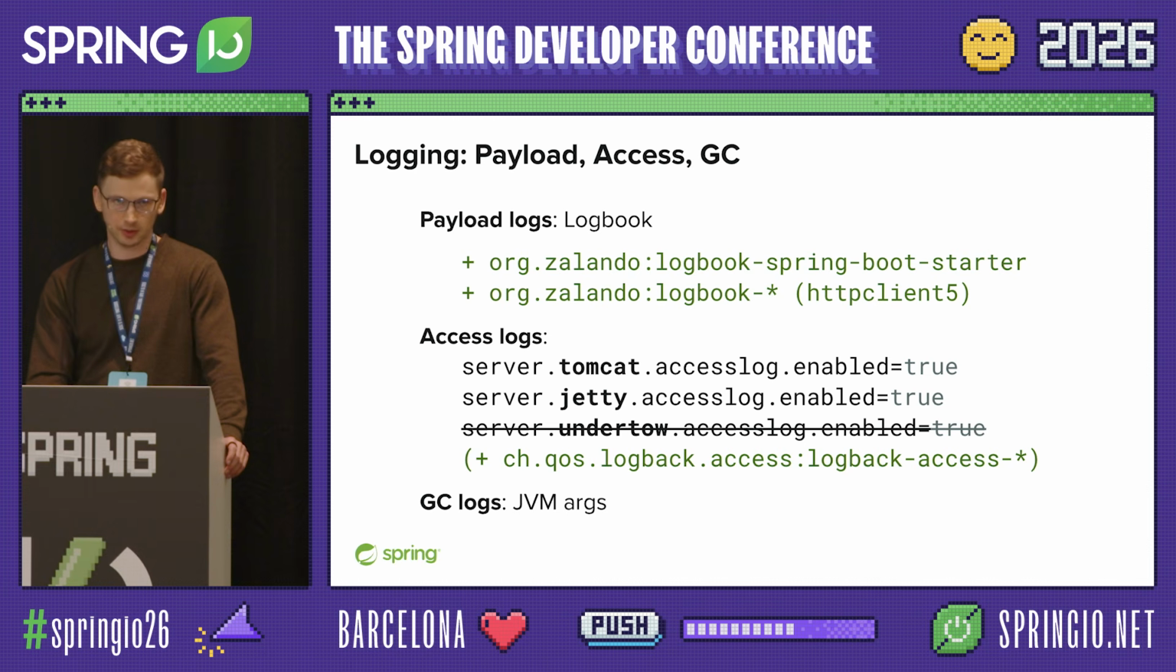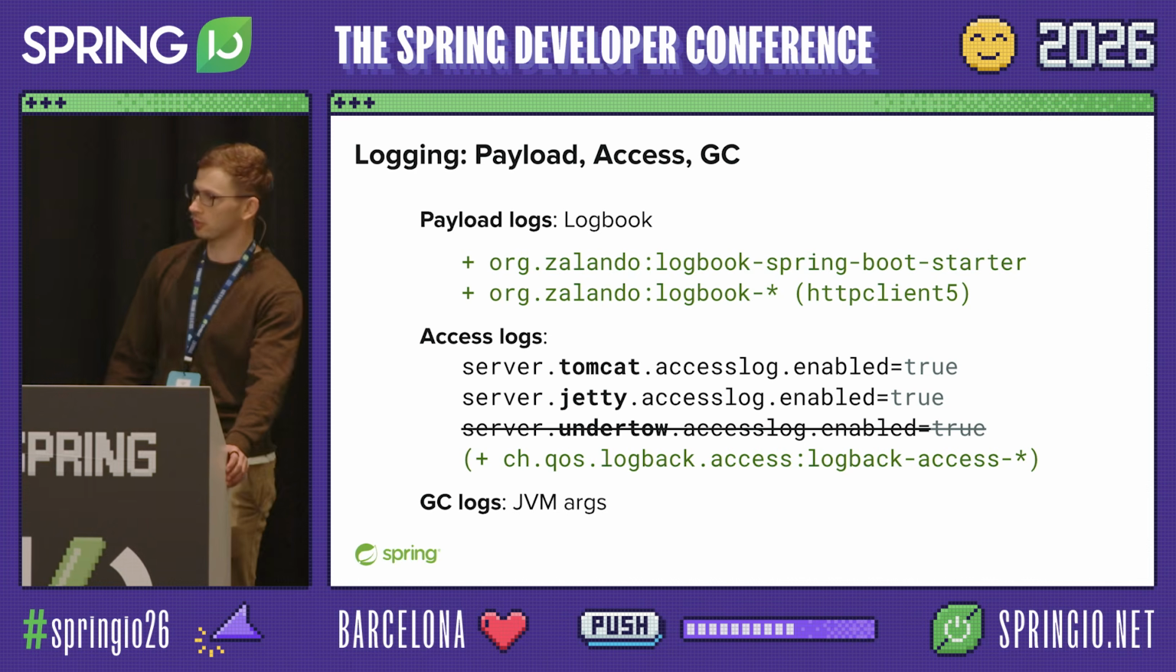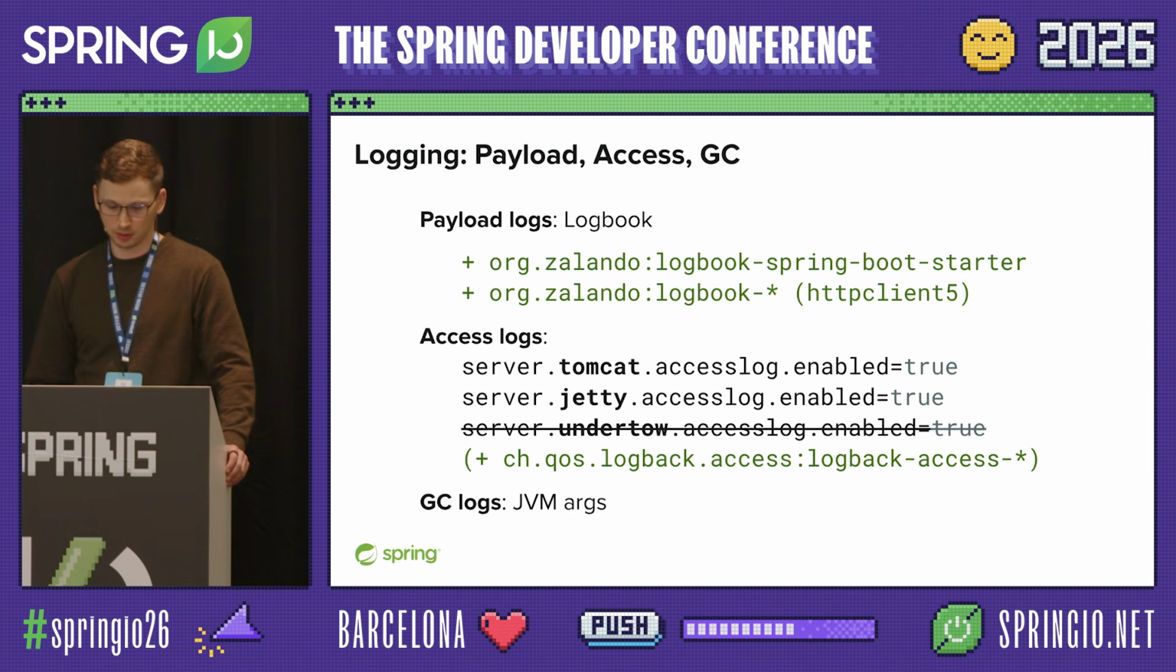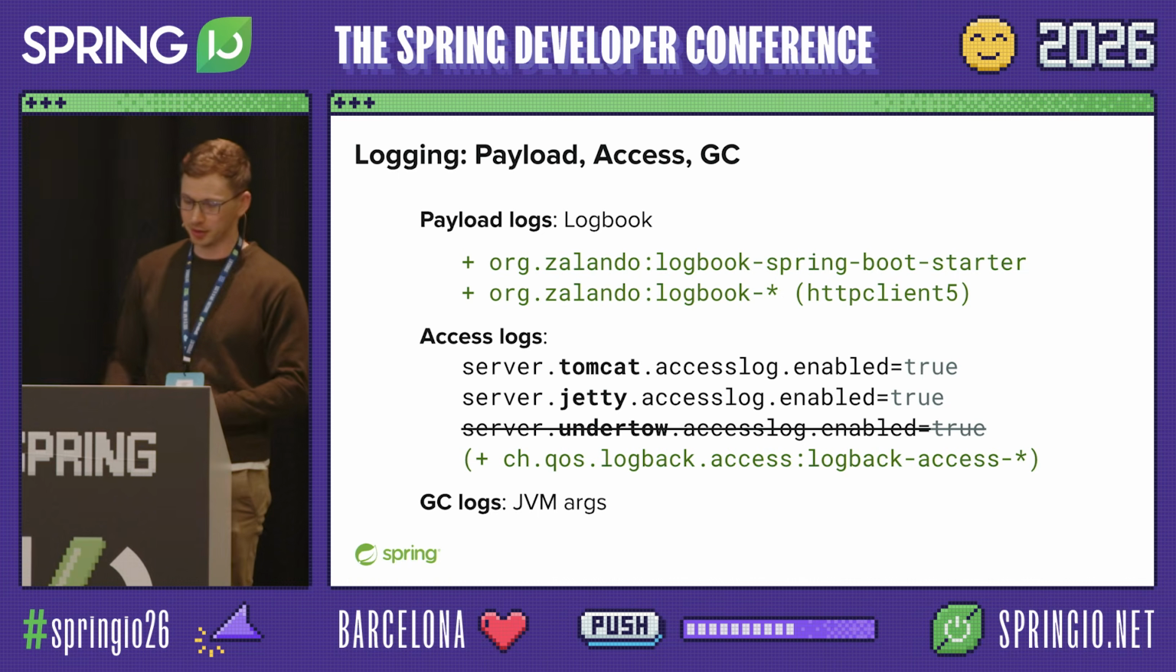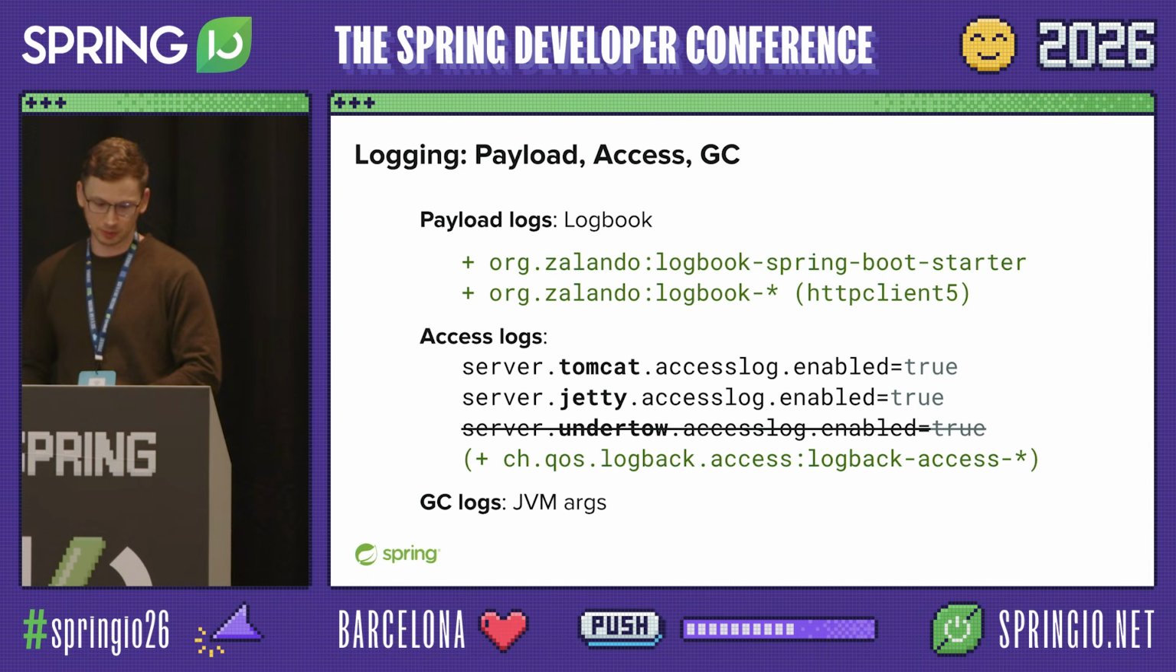But then if you want additional logging, you can add payload logs with this library called Logbook. Logbook has its own Spring Boot starter, and it has an Apache HTTP client integration as well, so you can log your HTTP client requests as well.